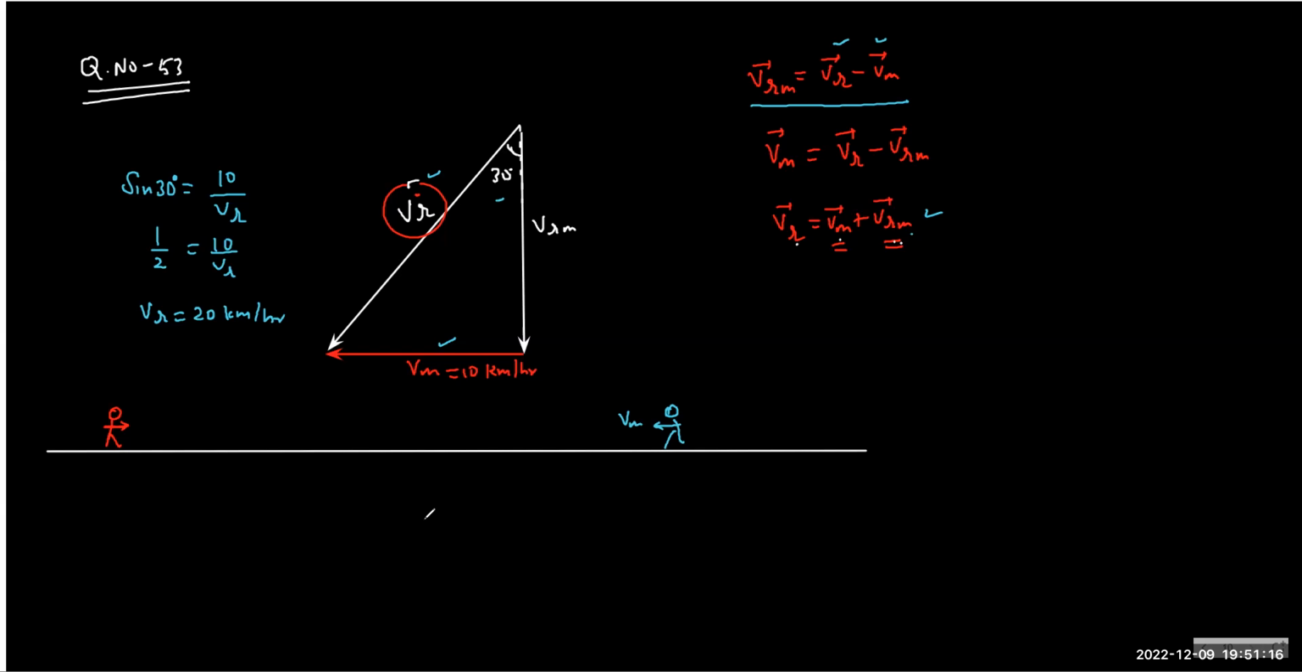Rain-man is the most difficult part of this relative motion. The rest is very easy.